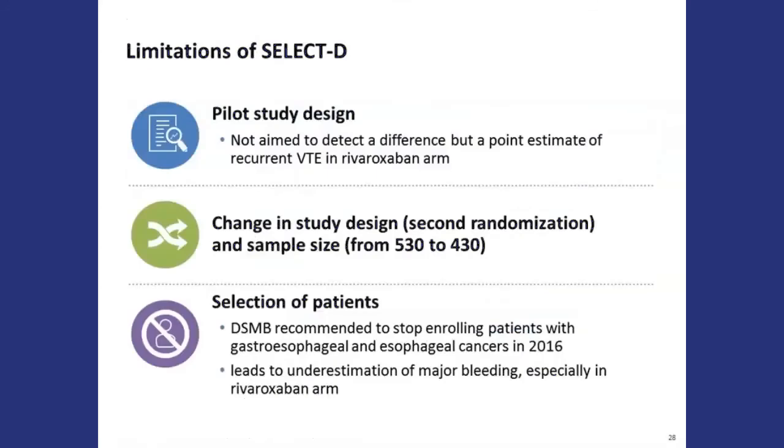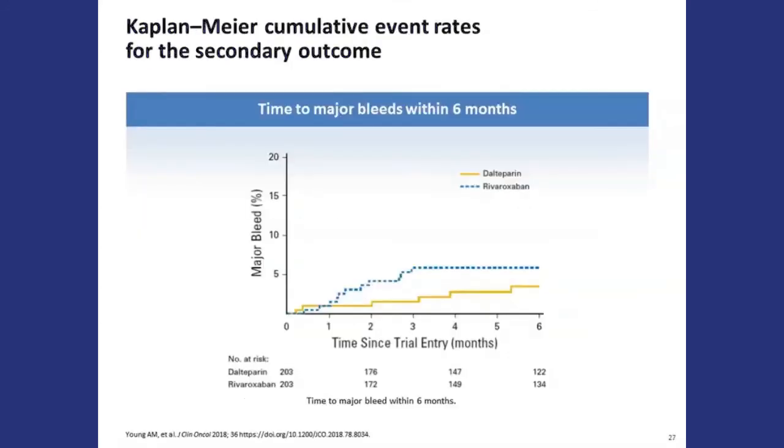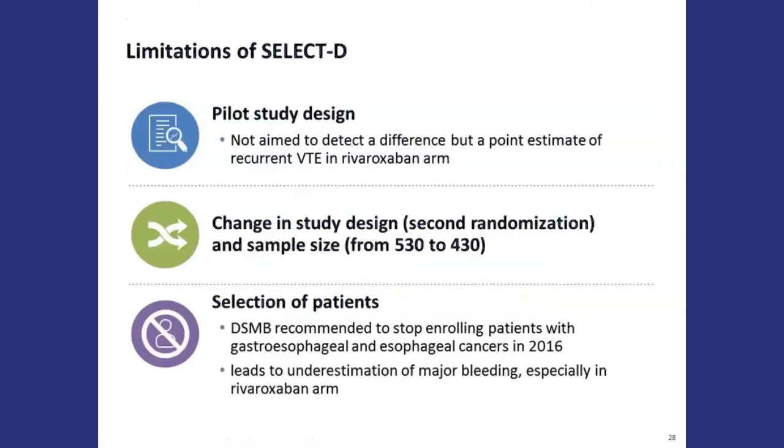From a bleeding perspective, again, you can see that the events start splitting very early in the trial in favor of dalteparin for safety, and there's more major bleeding events in the rivaroxaban arm. Most of those were upper GI bleeding again. There were also urothelial cancer patients with hematuria that made up some of that curve as well. So the split of bleeding was the same between the Hokusai trial and the SELECT.